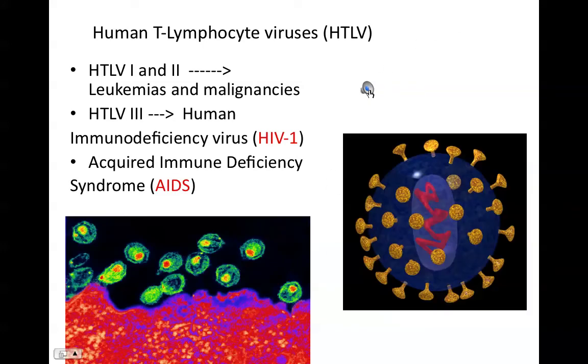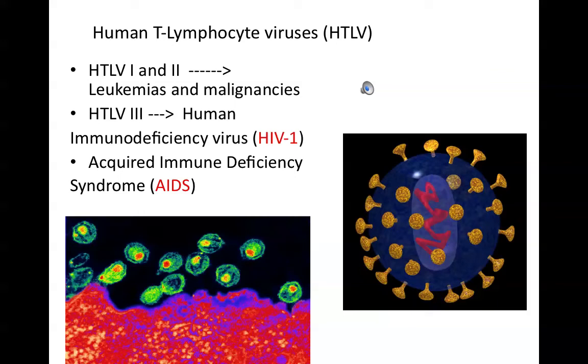These retroviruses include viruses called HTLV, human T lymphocytic or lymphotropic viruses. These viruses, HTLV viruses, tend to infect white blood cells that we call lymphocytes. These lymphocytes can be found circulating in peripheral blood, or they can be found in lymph nodes or various lymphoid tissues.